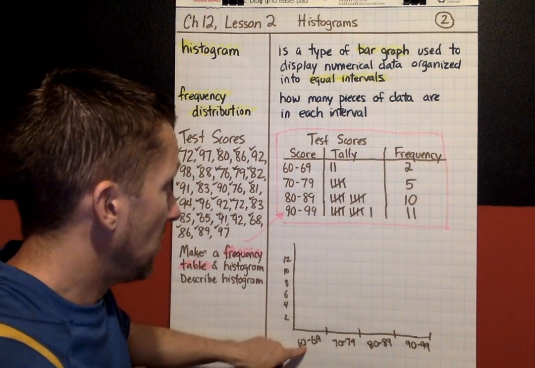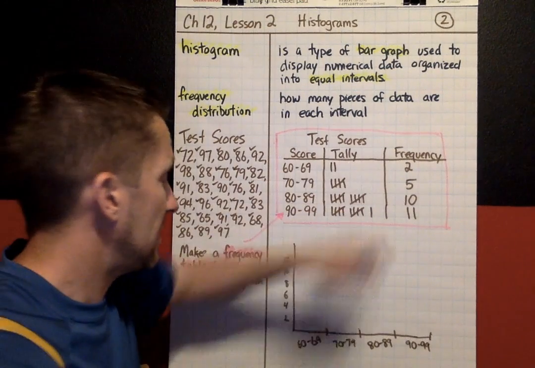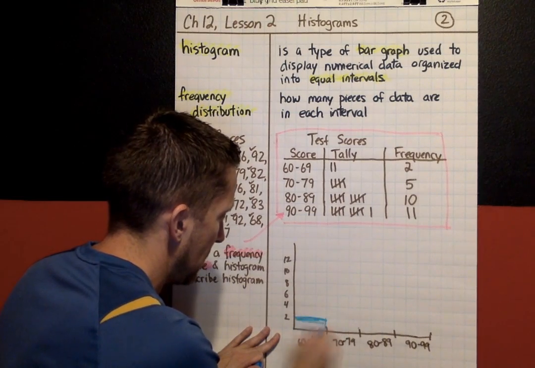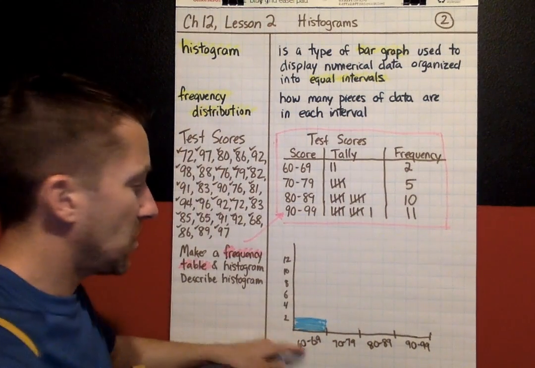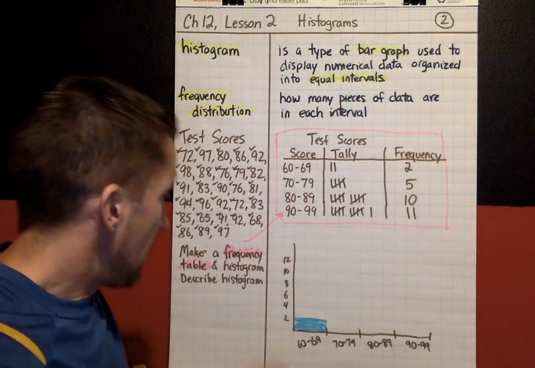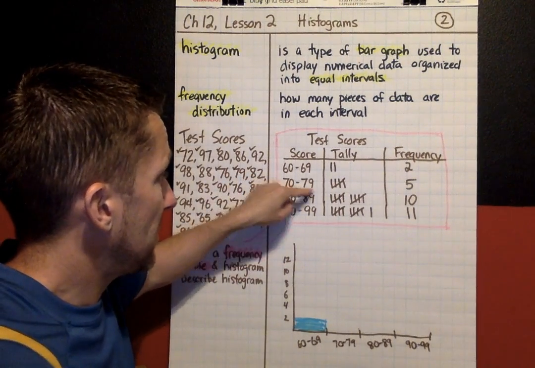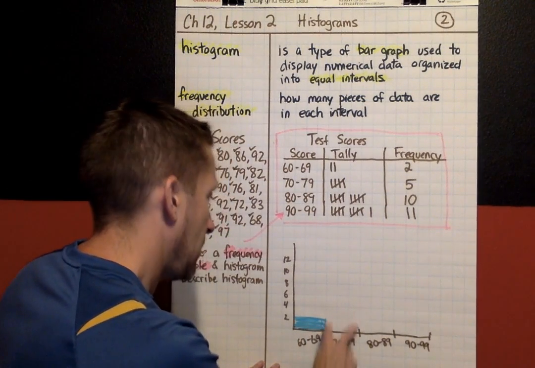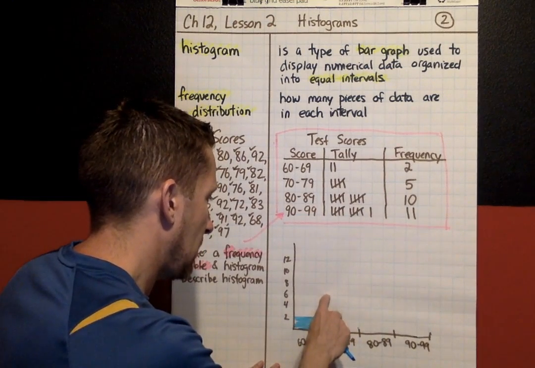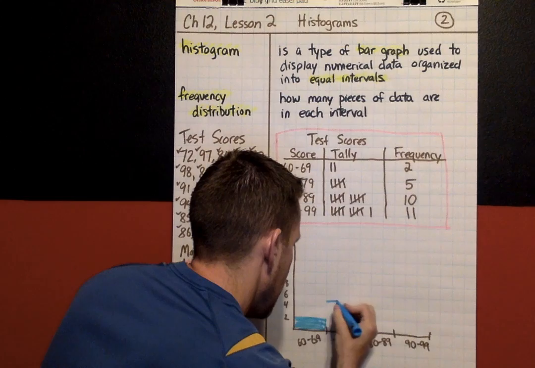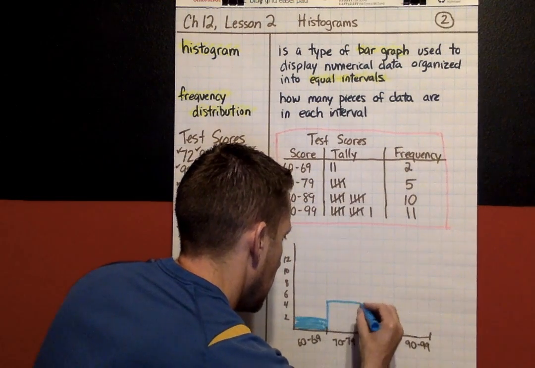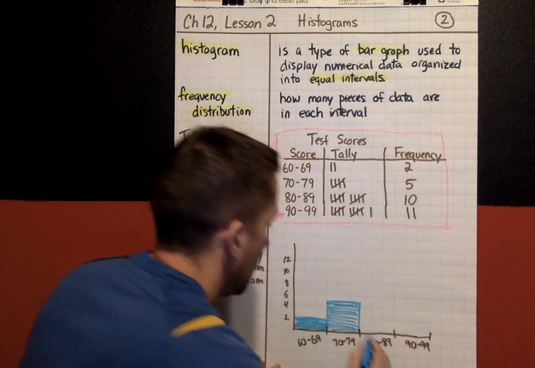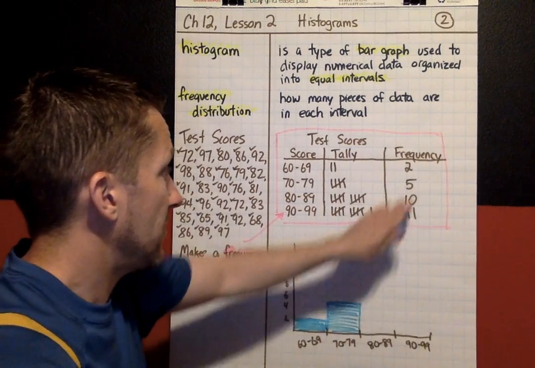How many scores, or what was the frequency of scores between 60 and 69? 2 times. So I'm going to use a blue highlighter for this. This bar shows there were 2 scores between 60 and 69. Next interval, 70 to 79. There were 5 scores. So this bar is the same width, but it's going to go up to 5. Well, this line is 4, this line is 6, so 5 is going to be right in the middle of that. This bar shows that there were 5 scores between 70 and 79.